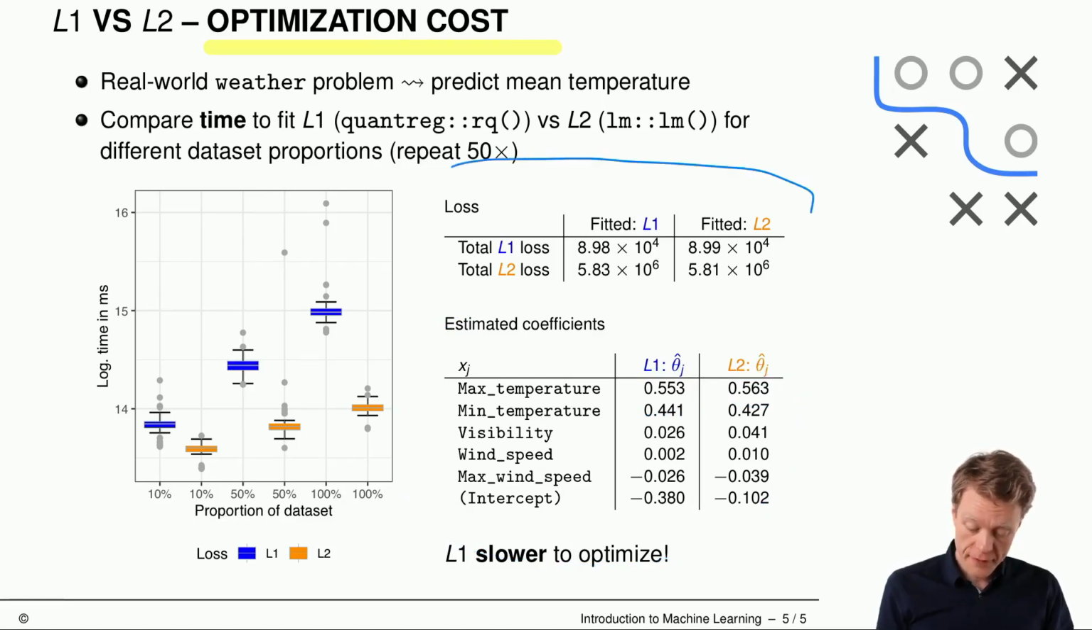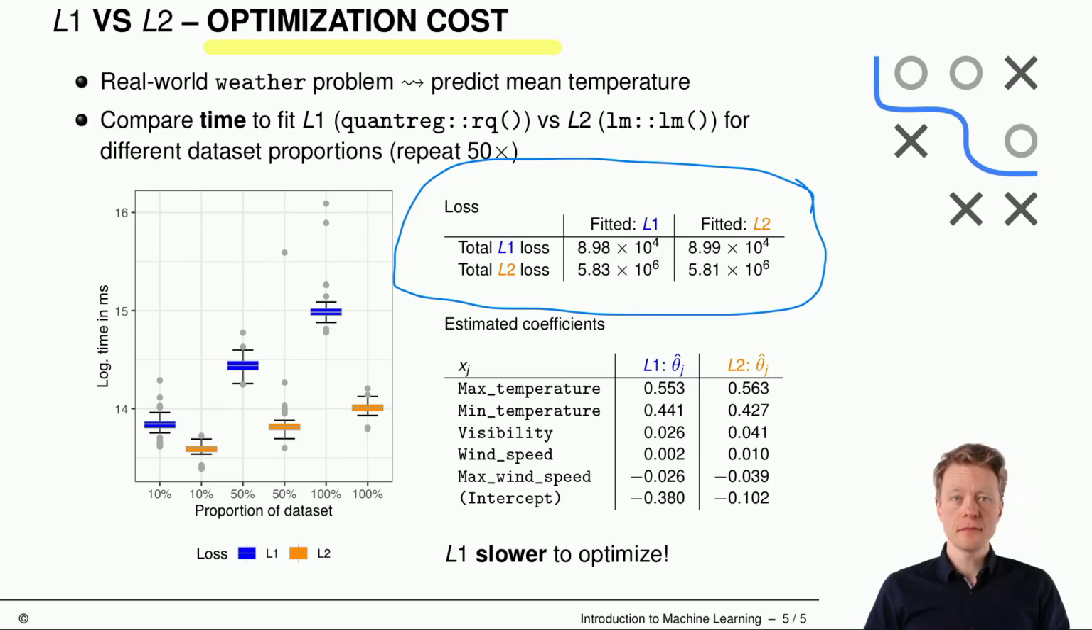Let's have a look at this table here, which contains the numbers of some losses. And we will have a row-wise look at this table. What you see in the first row is the total L1 loss for two different models: a model where we use the L1 loss for fitting and a model where we use the L2 loss for fitting. And what you see is that using the L1 loss, we end up with a smaller outer loss than by using the L2 loss.